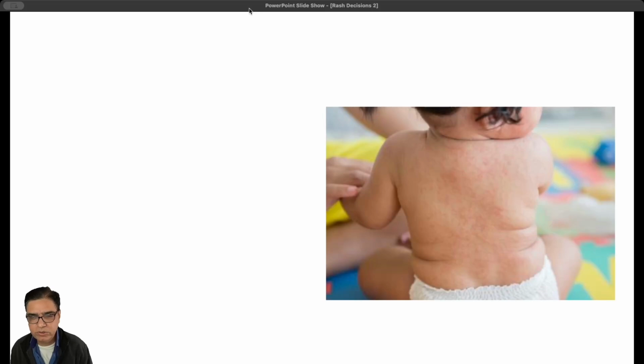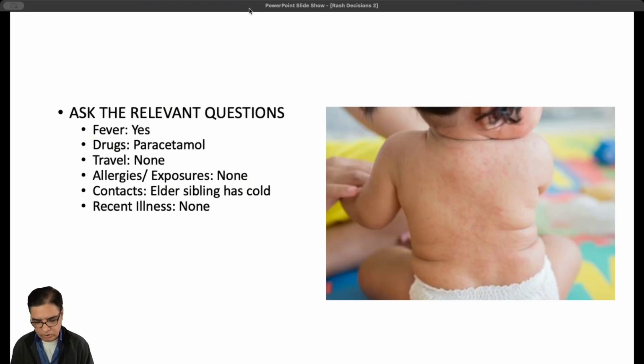If this child presents to you, I told you there are a few things that you ask. Let's say you asked about fever and the parents say, yes, this child is febrile. He's running a temperature of, let's say, 38 to 38.5 degrees Celsius for the last 2 to 3 days. Has he been taking any medication? Yes, they've been giving him paracetamol for the last 2 to 3 days because he's febrile. Has he traveled anywhere? No travel in the last few days or weeks. Is he known to have any allergies or any exposure? They say no, not at all.